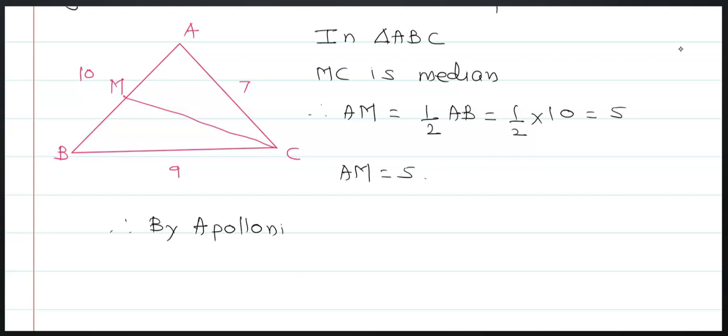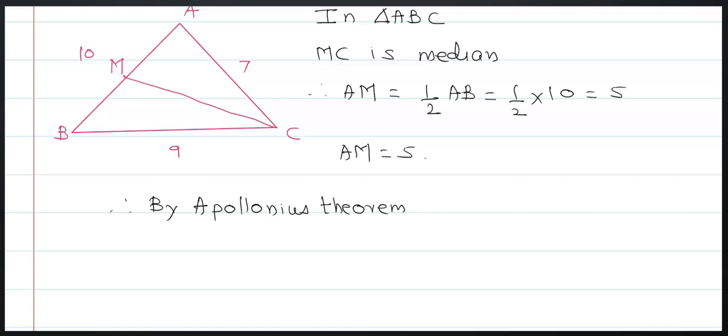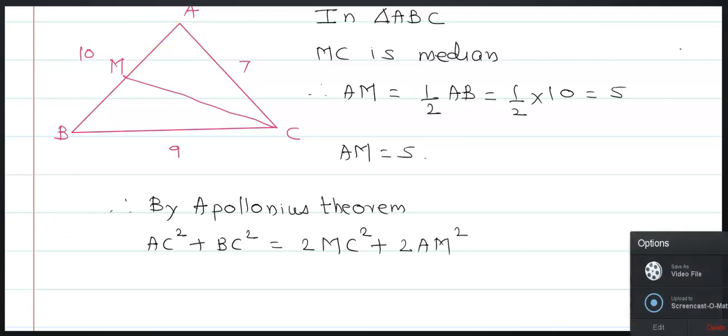Now, by Apollonius Theorem, AC square plus BC square is equal to 2 times MC square plus 2 times AM square. Here we are applying the formula for the Apollonius. Now here one thing is that the median is drawn from the point C on this side AB. Therefore, the formula is AC square plus BC square equals 2 times AM square plus 2 times MC square. Now this is the formula.